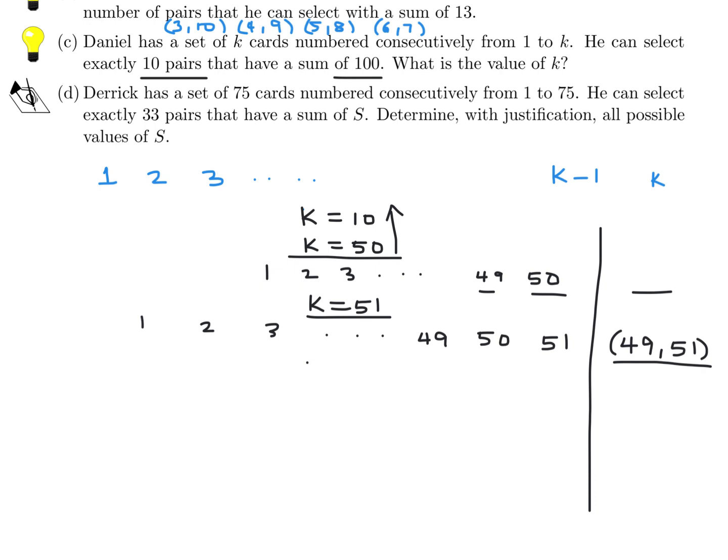Okay, so let's keep going. K equals 52, what happens there? 1, 2, 3, dot, dot, dot, 49, 50, 51, 52, right? So let's see if we can get any pairs. 49 and 51, that's there again. And 48 and 52, that's another pair. So we got 2 this time.